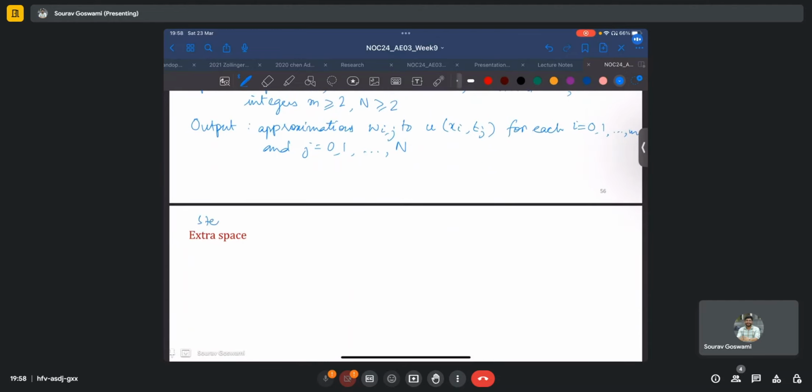Now in the first step, we set the step sizes. So for the x dimension, h is equal to L by m. For time, k is equal to capital T by n. And we also define the quantity lambda, which is equal to kα by h.